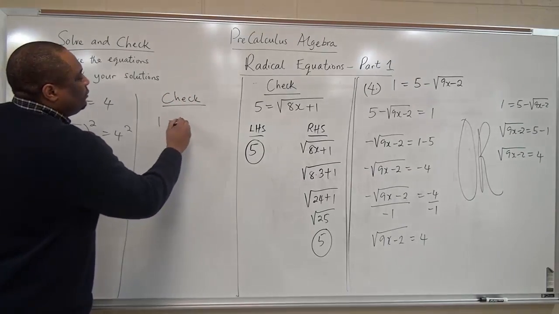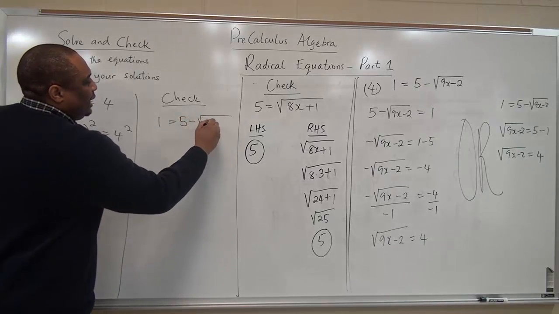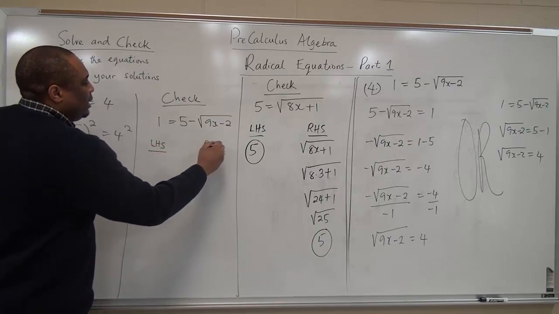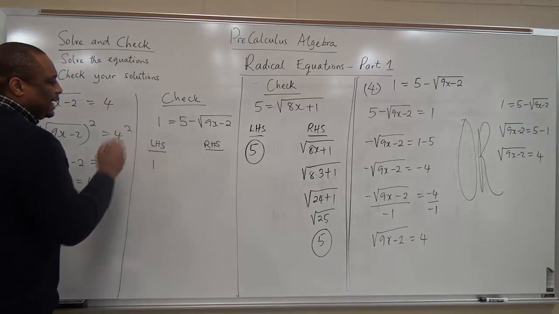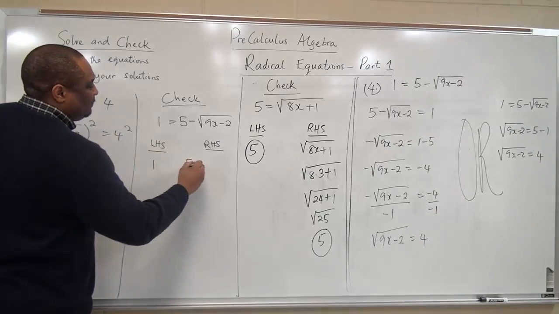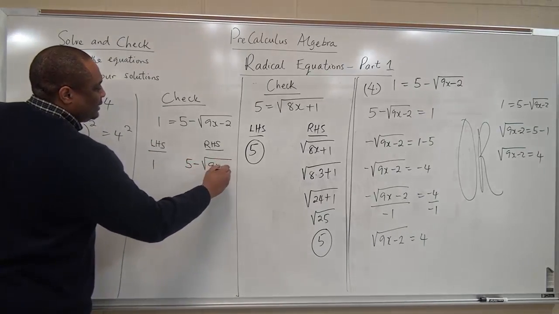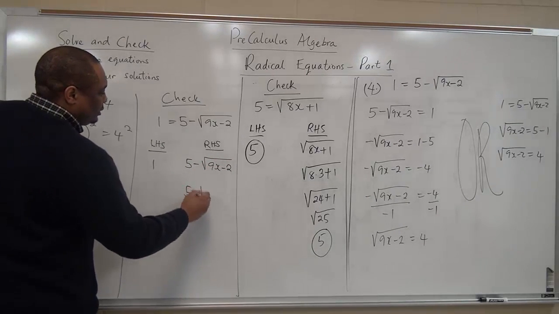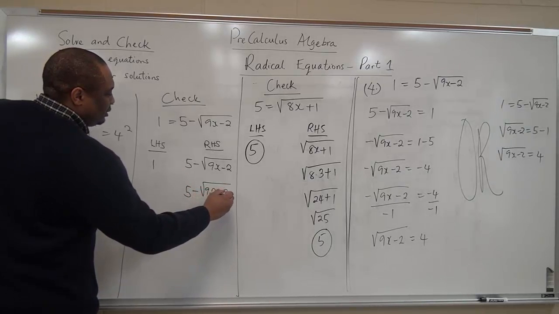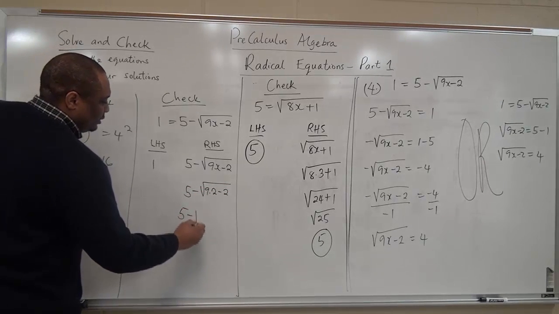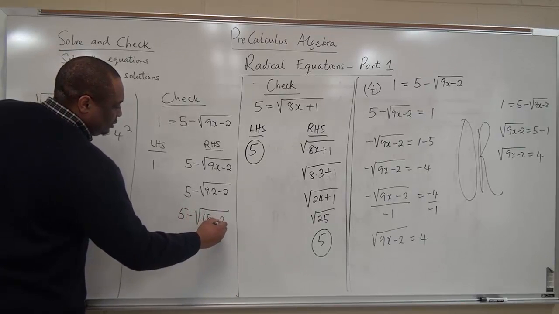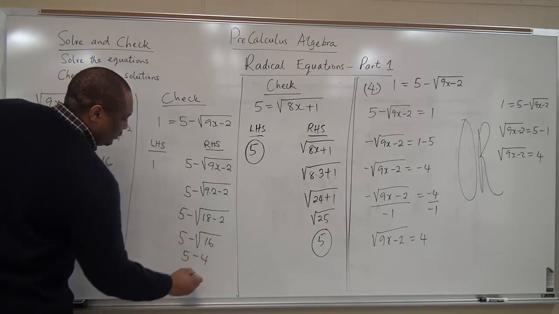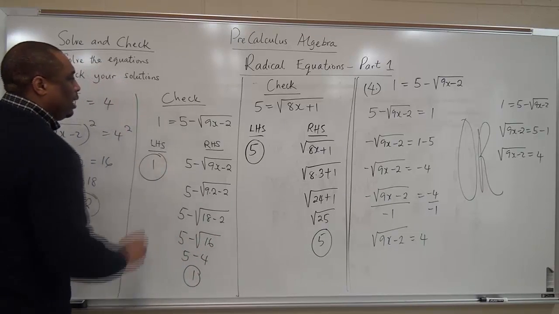So this is 1 equal to 5 minus square root of 9x minus 2. Left hand side is 1. Right hand side is 5 minus square root of 9x minus 2. Our x is what? 2. So this is 5 minus square root of 9 times 2 minus 2. This will be 5 minus square root of 18 minus 2, 5 minus square root of 16, 5 minus 4, 1. 1.